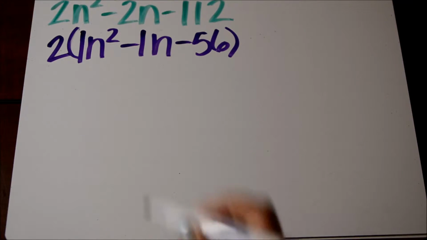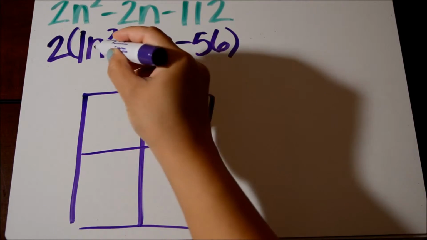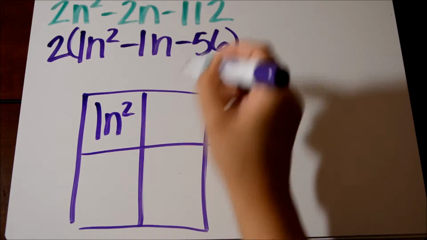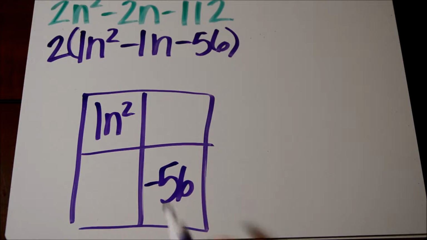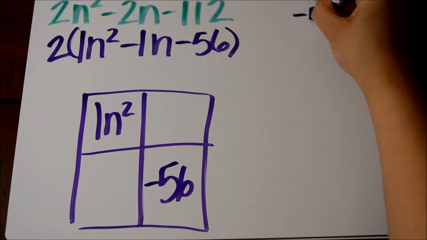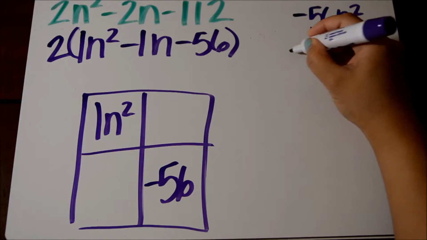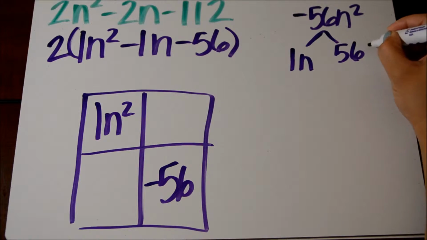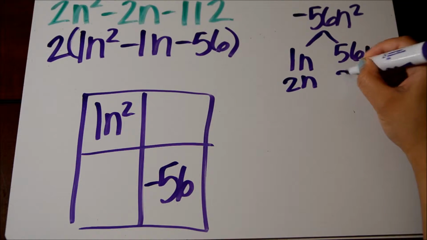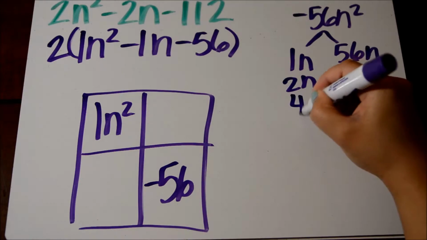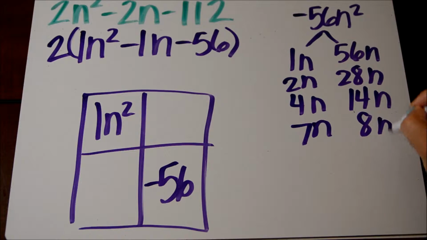And now we're going to take that trinomial and use that box, or the backwards box, or reverse box, whatever you want to call it. First term goes in the first box, last term goes in the last box. We multiply those, and 1n squared times negative 56 will give us negative 56n squared. Let's go ahead and list out all of the factors before we even think of the signs. So 1 and 56n. We also have 2n, 28n, 4n and 14n. And lastly 7n and 8n.